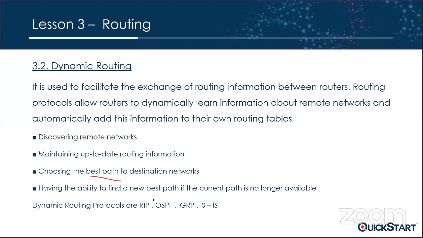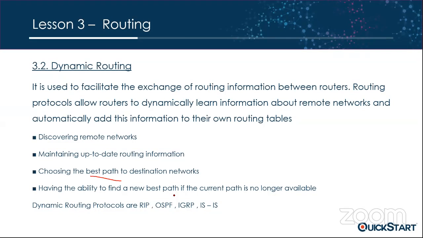Having the ability to find the new best path if the current path is no longer available. So in static routing, we don't have this option, because if a path is down, you cannot do anything unless you fix that path. But in dynamic routing, it chooses by itself. You give the power to the router: all right, you make your choice. I have configured the protocol.